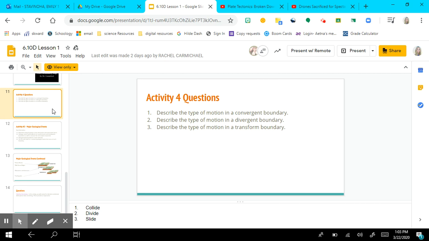Remember our hand motions that we did. So if you would like to, go ahead, take your hands, make them into fists, and push them closer together. When they come together, you have your convergent boundary. Remember, convergent, collide. Now take your hands and move them away from each other. That is your divergent, divide boundary. Now put your hands together and make the clapping noise as they slide past each other. That is your transform boundary. Your transform slide.